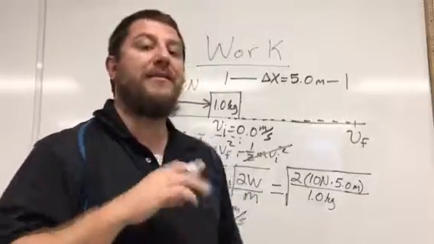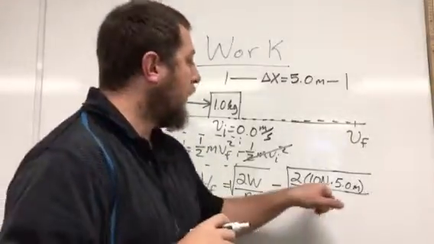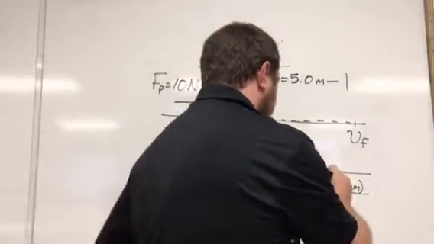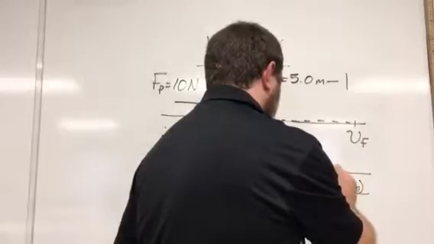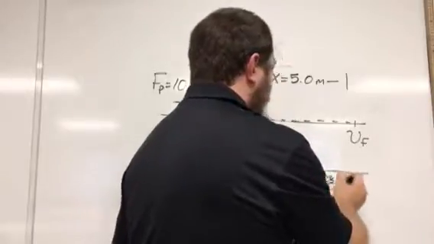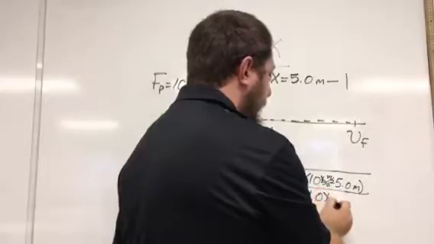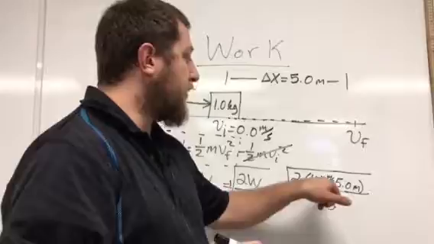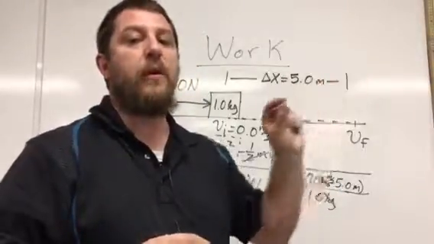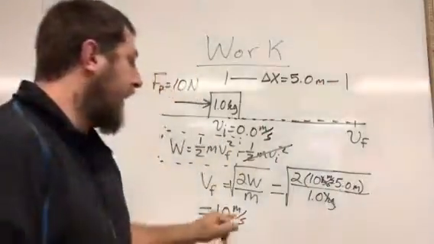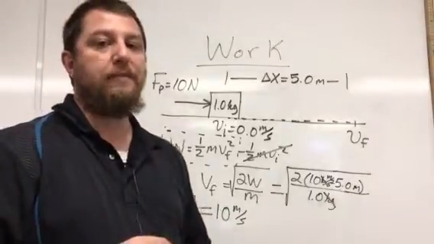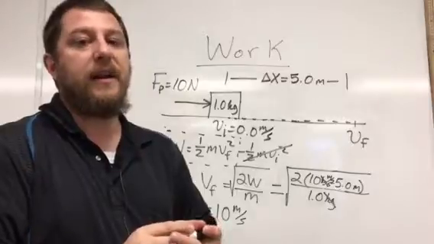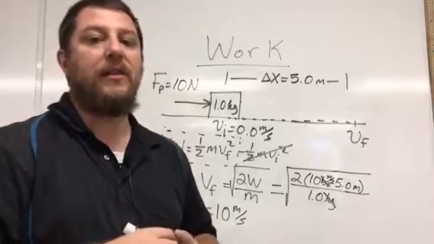And we can also then convince ourselves that our units work out, because newtons is kilograms times meters per second squared. And my kilograms here are going to cancel with my kilograms there. And I'm going to get meters times meters, which is meters squared, over seconds squared. So I have meters squared over seconds squared, and when I square root that, I get units of meters per second. So that is how you can use the kinetic energy of an object to calculate certain things.